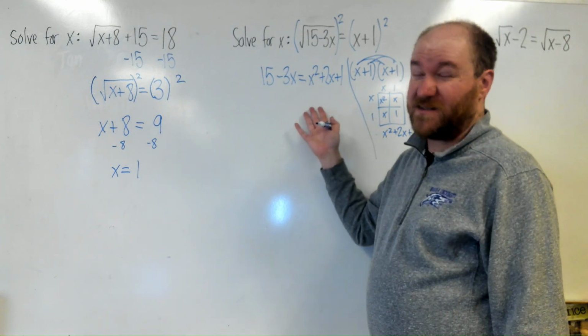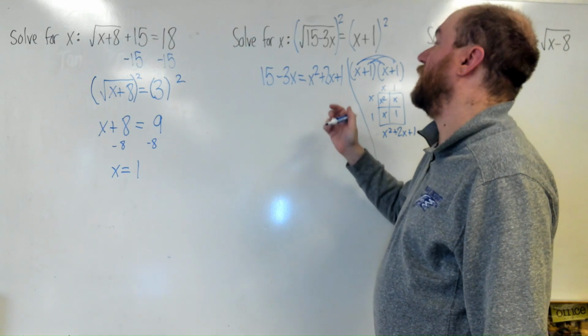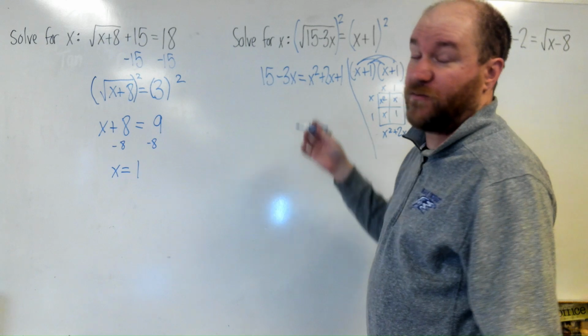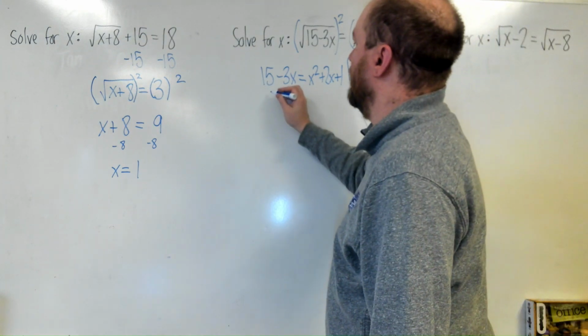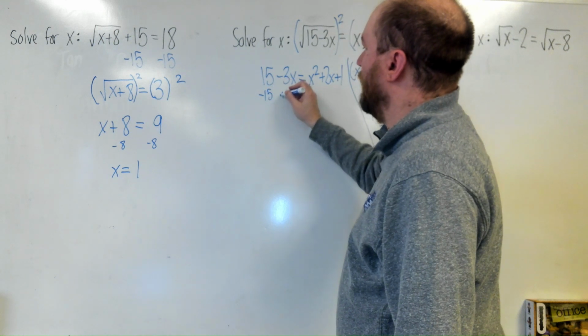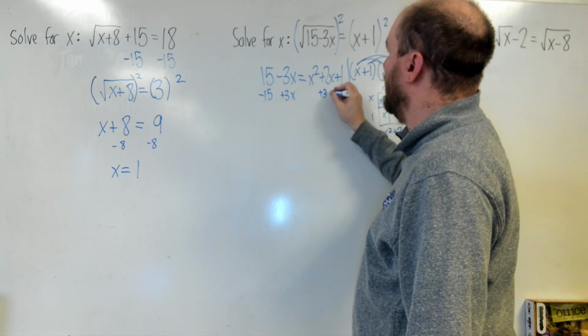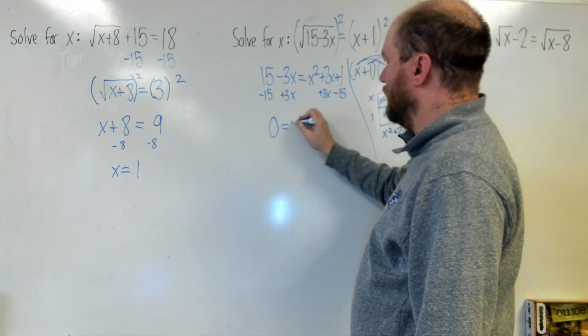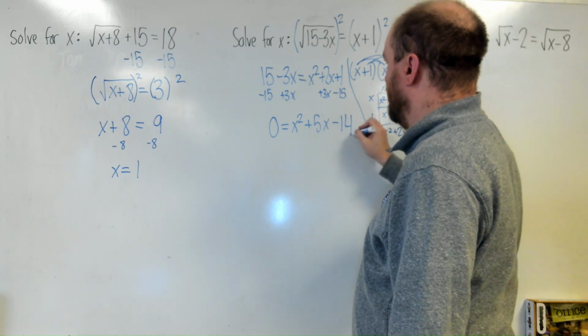There's a squared, so we're going to get the squared. We're going to make it equal to 0 because when there's a squared, we want to either do factoring or quadratic formula. And for both of those, we want it equal to 0. So let's move the 15 and the 3x over here. Minus 15 plus 3x. We end up with 0 equals x squared plus 5x minus 14.